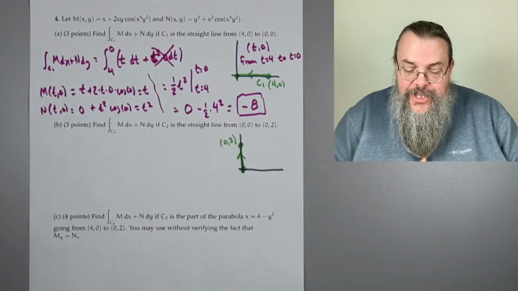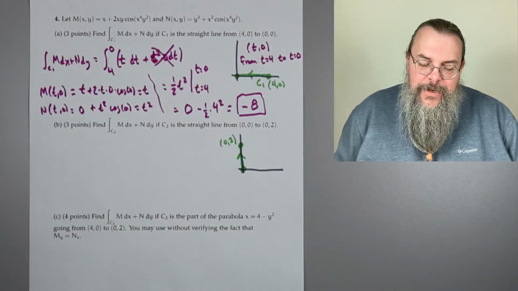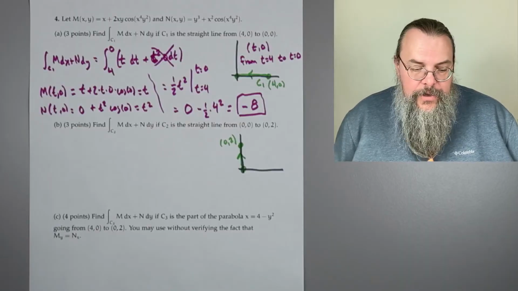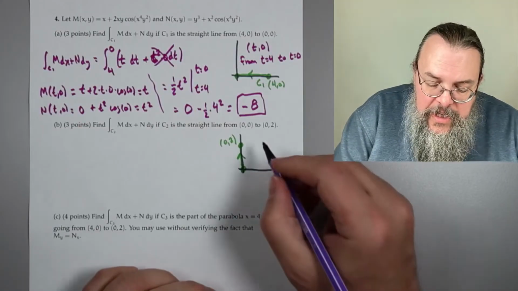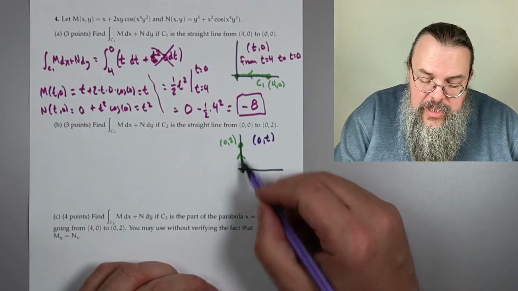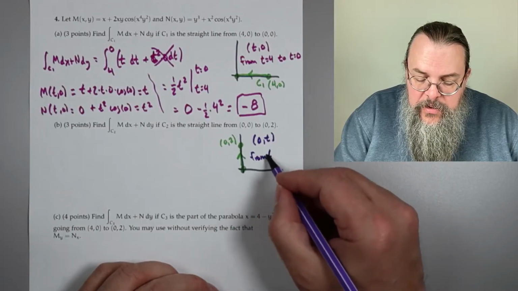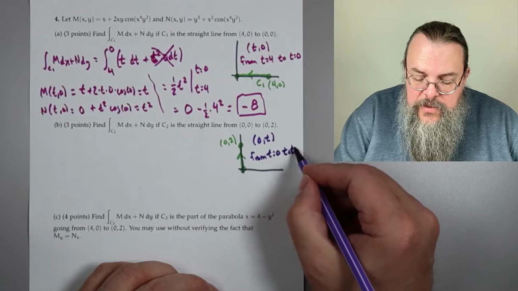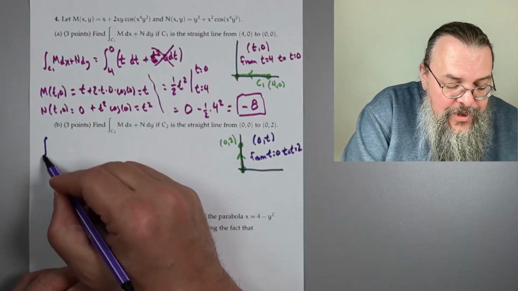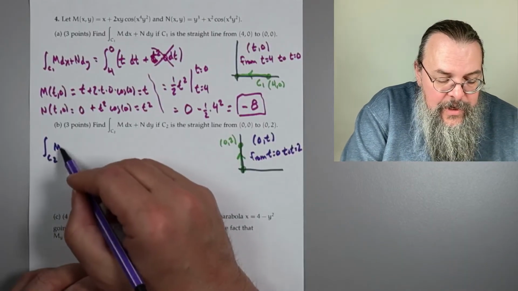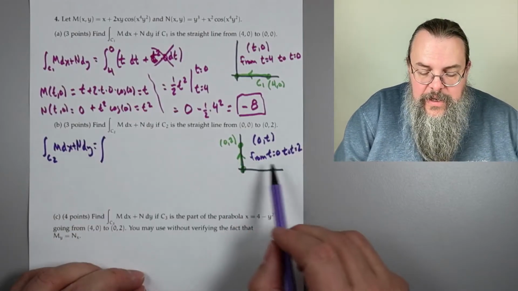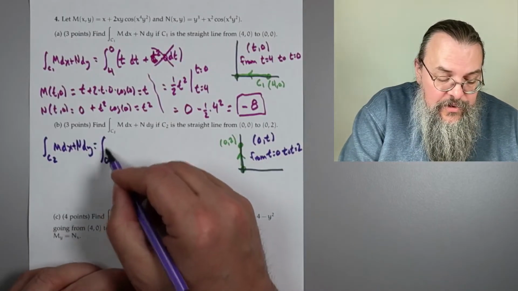Do we have a parameterization? Yes, because we're only changing one of our coordinates, we have a natural parameterization we can use. In particular, this is the parameterization (0, t), where t goes from 0 up to 2. We're going to run through the same process. So the integral around the second curve, M dx plus N dy, is the integral, and our parameterization goes from 0 to 2.